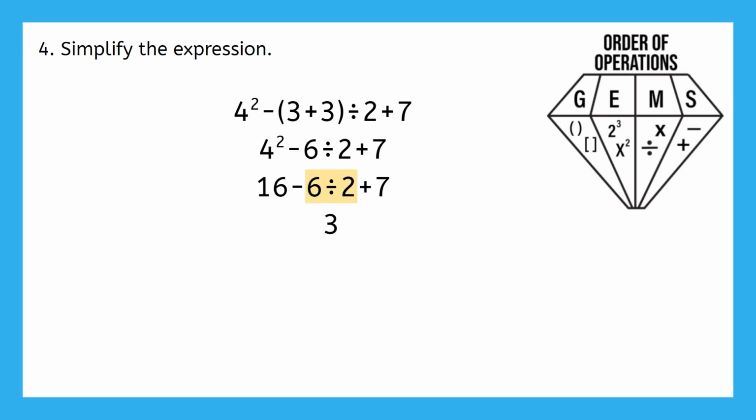Now we're left with subtraction and addition. Subtraction and addition are ranked equally in GEMS, so we need to work from left to right, solving whatever comes first. 16 minus 3 equals 13, and 13 plus 7 equals 20. And there's our final answer.